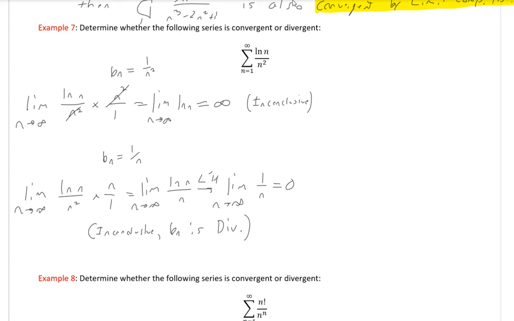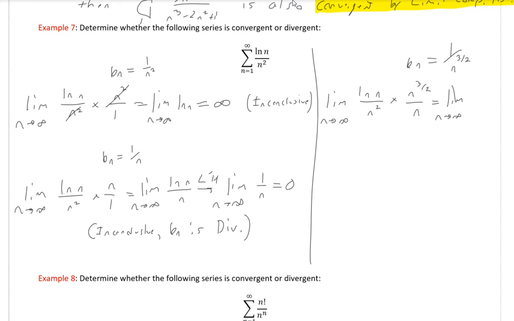Now, what we're actually going to try to do instead is the one in between these two. Let's try b sub n equals 1 over, instead of n to the second power or first power, right in between, n to the 3/2 power, or 1 1/2. May seem odd, but this is a very strange problem. Let's see what this one does. Again, it can take some creativity to figure these out. Natural log of n over n squared times n to the 3/2 over 1 will give you the limit as n approaches infinity of natural log of n over n to the 1/2.